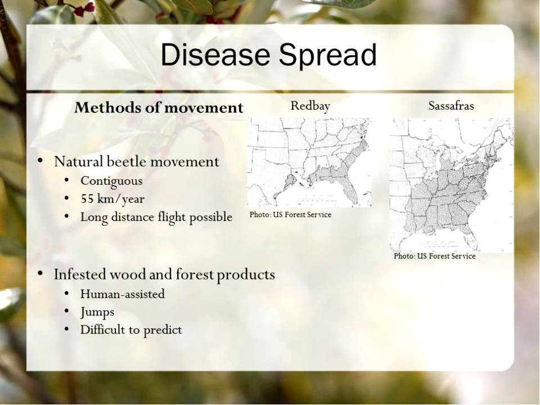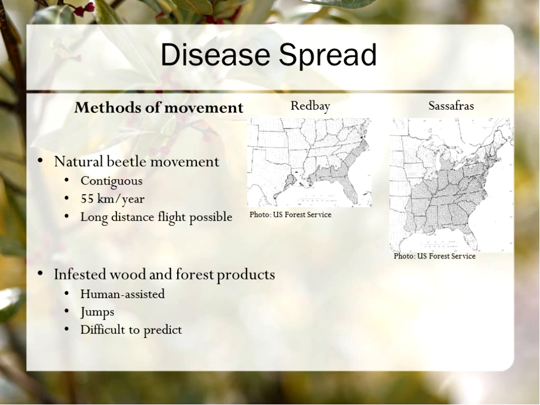So disease spread. Again, I'm showing the range of redbay and the range of sassafras. As you can see, redbay hugs the coast, and there's a little spot in Texas, and then sassafras has a much larger host range, and that's what we're kind of worried about, is how much of this range it can cover. It's a subtropical beetle, so research is being done on the climate matching, and how far this subtropical beetle can move.